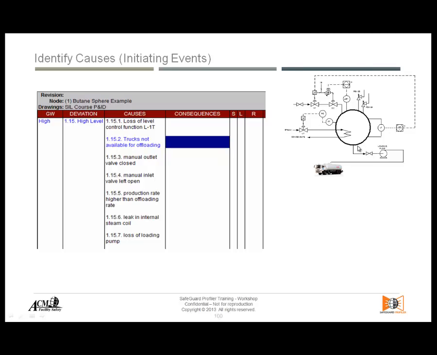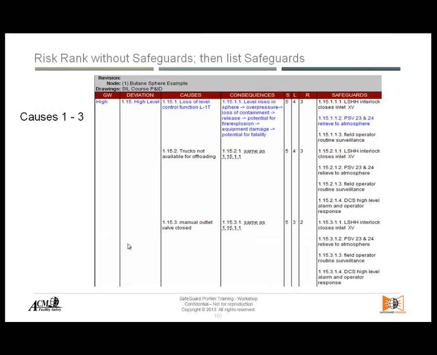Also, according to the HAZOP team, this would initiate a situation in which high level will occur in the butane sphere. Again, the manual inlet valve left open, the product rate higher than the offloaded rate, leaking internal coils, and loss of offloading pumps. So all these we have to take for granted, because the people doing the hazard and operability studies are the experts and the users of this installation, so they know exactly what can cause high level. They come up with their expert information and find out the causes of those high levels.